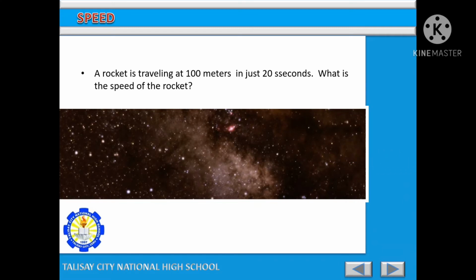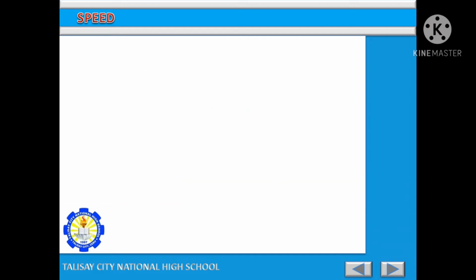Example: a rocket is traveling at 100 meters in just 20 seconds. What is the speed of the rocket? In answering problems like this, don't forget to provide the given in the problem so that this would help you analyze the problem and plan for what is the solution that you are going to make to solve the problem.